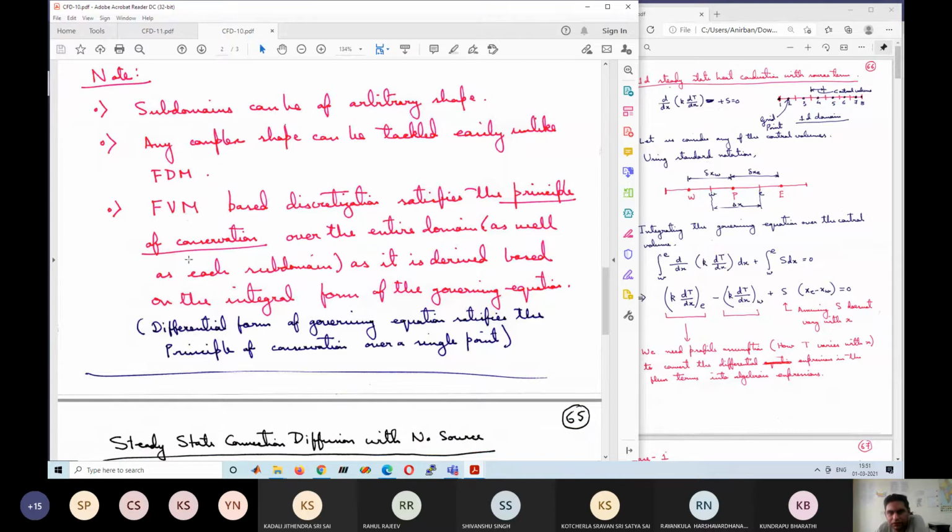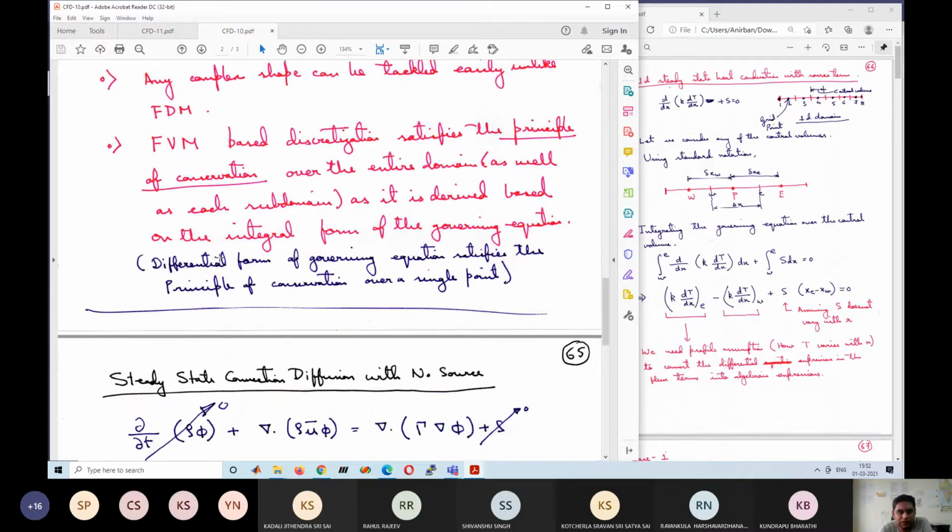For most of the course, in fact the entire syllabus of the course, is for regular geometries. It is only out of curiosity that we study the irregular geometry part as an addition to the syllabus. So finite volume discretization also satisfies the principle of conservation. Why is it so? Because we are integrating the differential equation over the entire subdomain. As a result, the conservation is valid over the subdomain. This is different from the differential form of the governing equation, which satisfies the principle of conservation over single points.